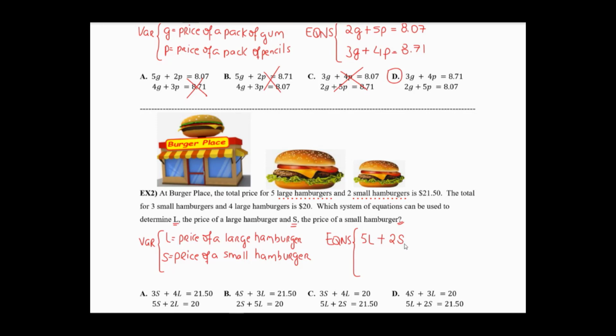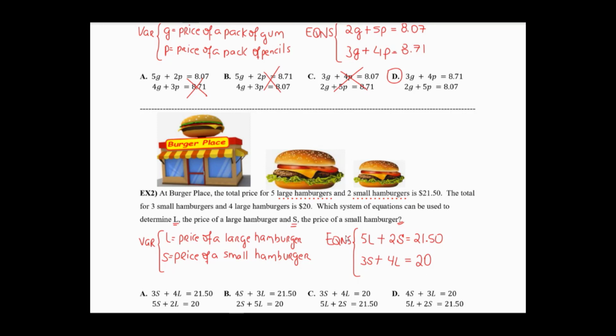And please be very careful when you use the letter S, because a lot of students sometimes write it and it looks like a 5, but it is an S. So sometimes I put a little mark right there just to make sure that I distinguish between my S's and the 5, okay? And equals $21.50. And the next sentence says the total for 3 small hamburgers, okay, so 3S, and 4 large hamburgers, 4L, equals $20, okay?